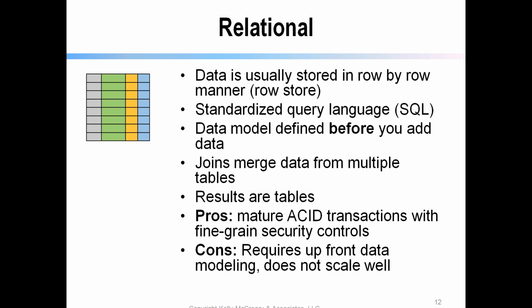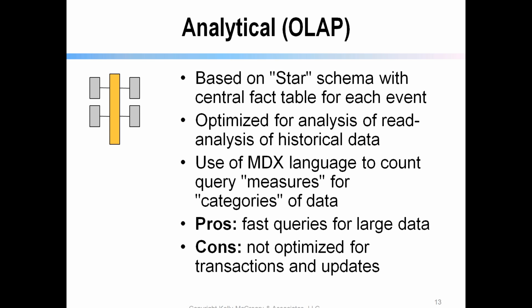I think most people are familiar with the relational database pattern, but I just want to make sure a couple of things everybody knows. This pattern, technically called a row store, is wonderful because it is standardized. There are SQL standards out there. People are familiar with them, they get trained in them, and there are a lot of good reasons to use them if your infrastructure and training and licenses already support them. They have very mature ACID transactions. They have fine-grained security controls. But they also have drawbacks. One of the things is you need to do your data modeling up front, and they tend not to scale well over dozens or hundreds of processors.